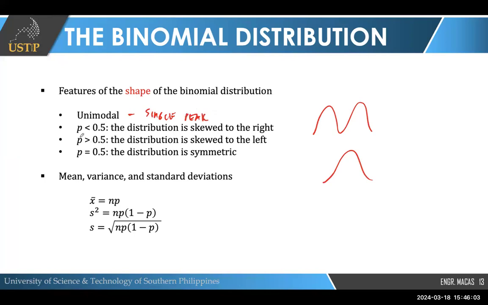Alright. Now, if p is less than 0.5, the distribution is skewed to the right. As I introduced with the normal distribution, skewed to the right means it slants toward the right side. Okay, if p is greater than 0.5, the distribution is skewed to the left. And then, if it is exactly 0.5, the distribution is symmetric.